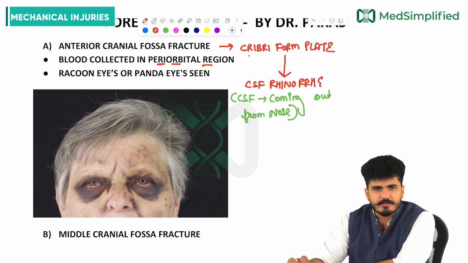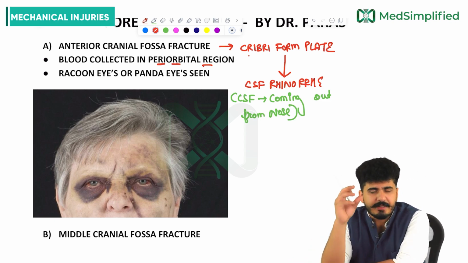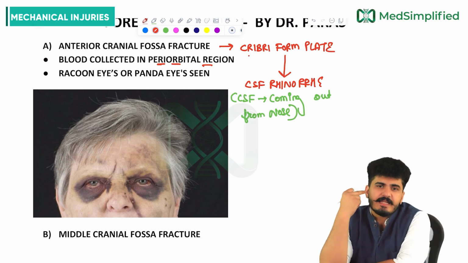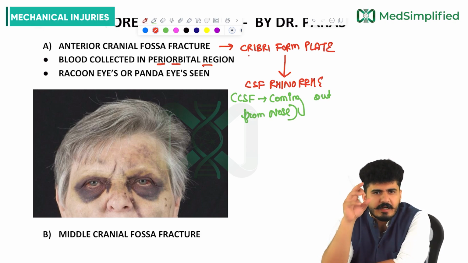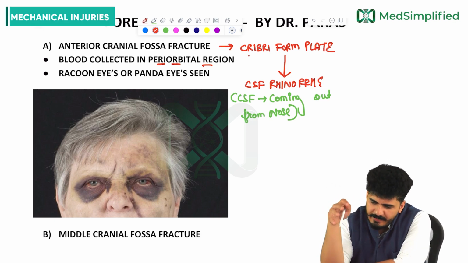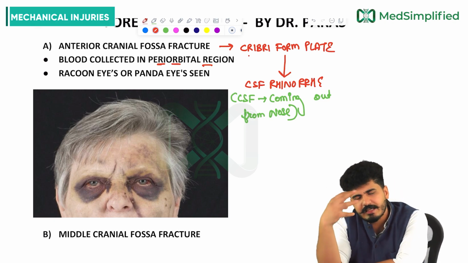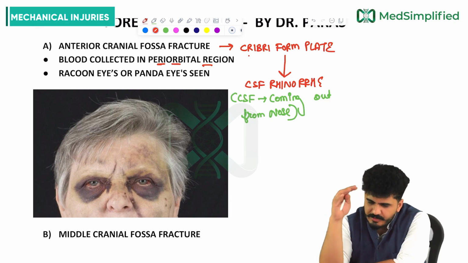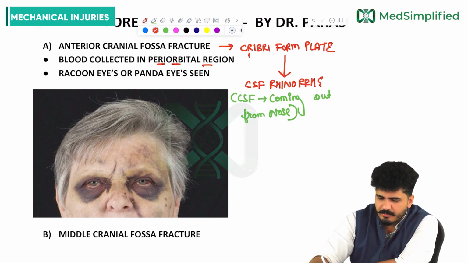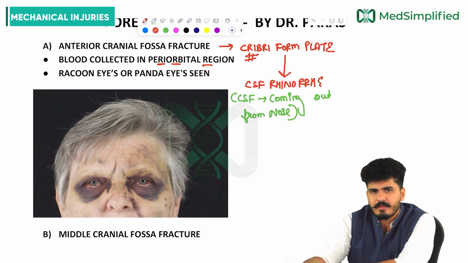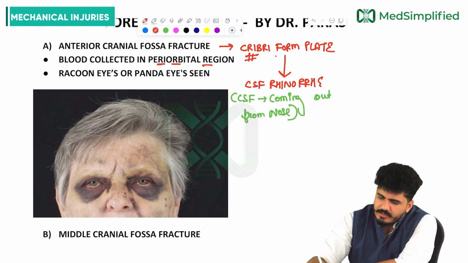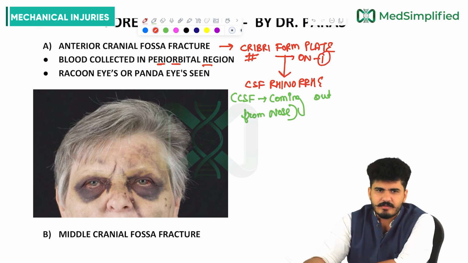So in anterior cranial fossa fracture, the blood is collected in the periorbital region, my dear friends, where you will see raccoon eye or panda eye, and the sign and symptom would be what? CSF rhinorrhea. Why? Because your cribriform plate is damaged. And from here only the olfactory nerve, cranial nerve 1, is going. So there can be symptoms like anosmia.